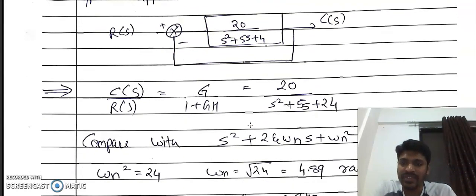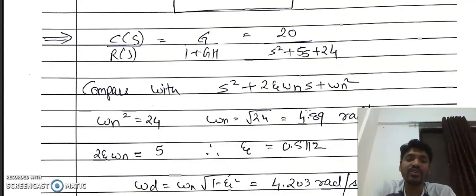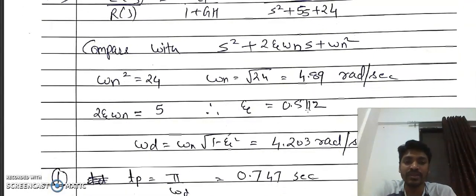So we can happily find the transfer function as C of S by R of S equal to G by 1 plus GH. If we substitute H equal to 1 and G equal to the given value, we get 20 by S square plus 5S plus 4, and then we can compare with the standard function omega n square by S square plus 2 zeta omega n S plus omega n square. The highest power of the denominator is 2, so the order of the system is 2. Comparing, omega n square will be equal to 24. Therefore omega n is root of 24, which is 4.89 radians per second.